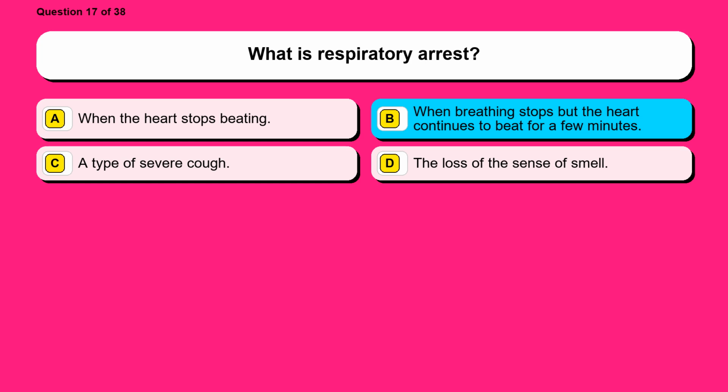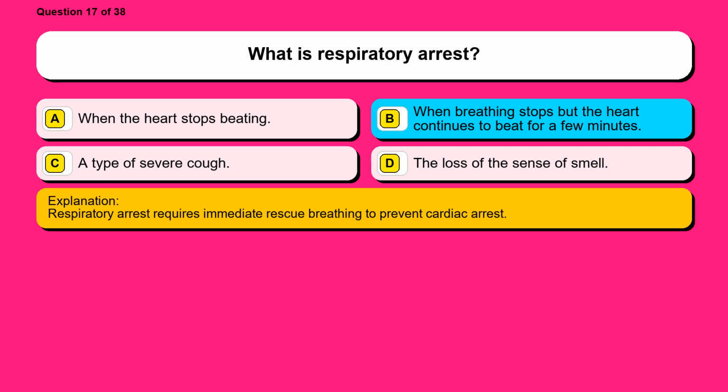The correct answer is option B. When breathing stops but the heart continues to beat for a few minutes. Respiratory arrest requires immediate rescue breathing to prevent cardiac arrest.